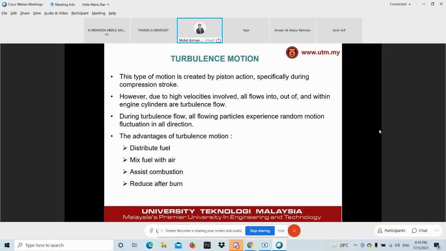There are advantages of turbulence motion. Okay, it distributes the fuel. It assists the mixture between air and fuel. It helps the fuel to evaporate even more effectively. It assists the combustion because you have a proper mixture between fuel and air, and also it reduces afterburn. So in other words, if you have a proper mixture between air and fuel, then you definitely reduce the afterburn.